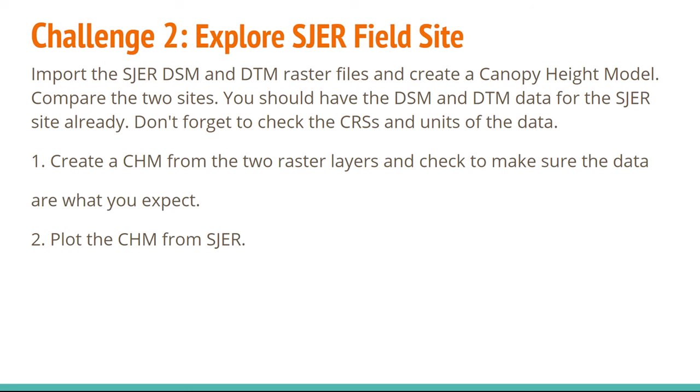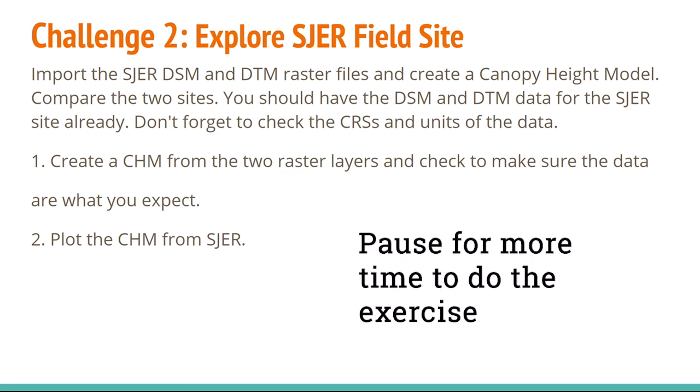Alright, so the two tasks are to create a CHM from the two raster layers and to check to make sure the data are what you expect, and to plot the CHM from the SJER, or the San Joaquin experimental range.